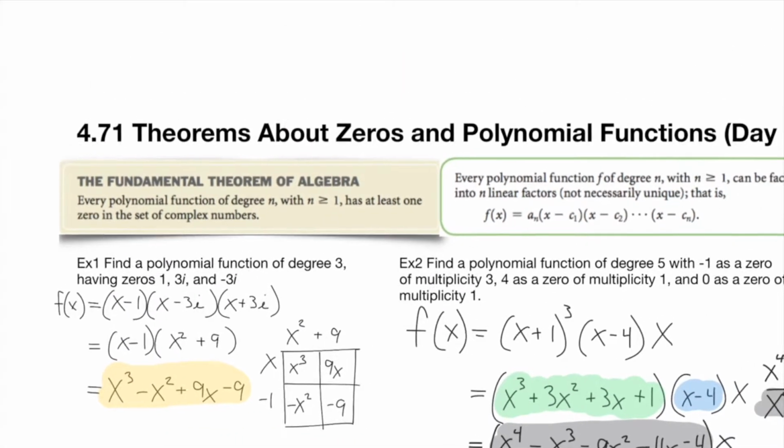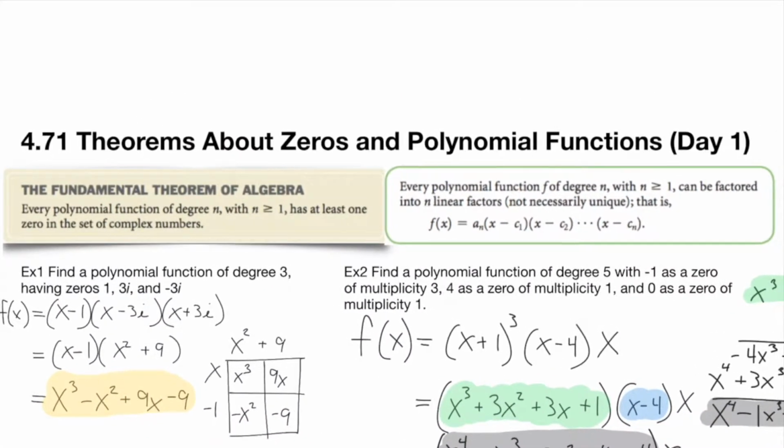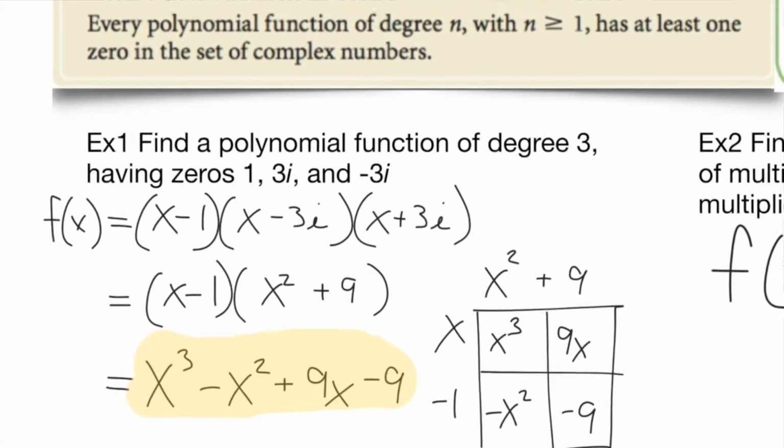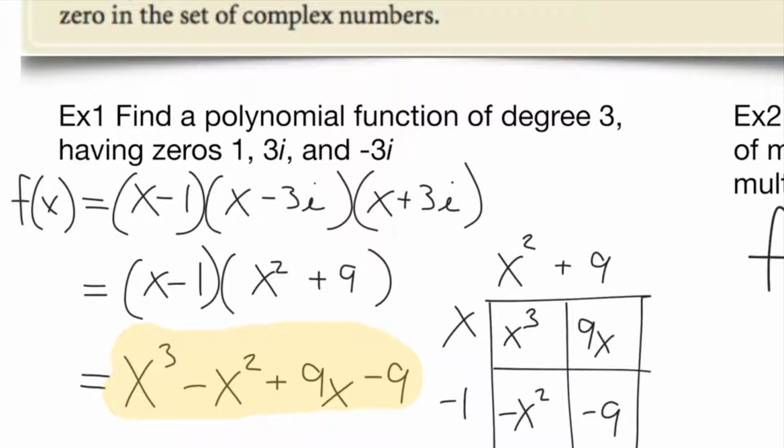So if you wanted to reword the fundamental theorem of algebra, it's that you can basically always factor polynomial functions into these factors. And how many of them are there going to be? There's going to be the degree of those. So if you find a polynomial function of degree 3, then you should have 3 sets of parentheses. It says find a polynomial function, meaning that there are multiple answers.